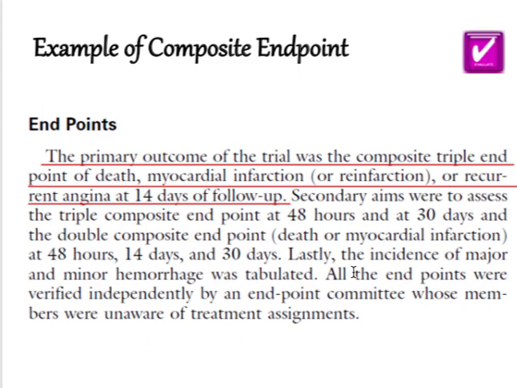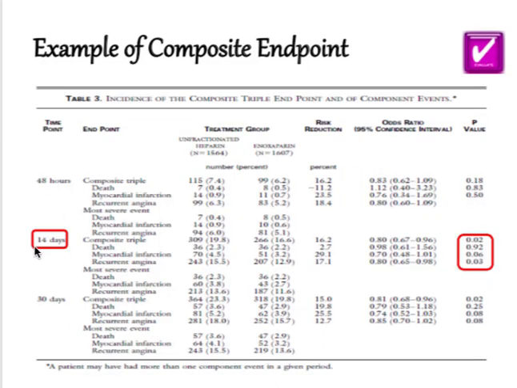There were other secondary outcomes, but we are focusing on the primary outcome, after 14 days of follow-up. After 14 days, the composite endpoint gives a p-value of 0.02, which means there is a significant difference between the unfractionated heparin and the enoxaparin in the composite triple endpoint of death, MI, and recurrent angina. But they need to report the single endpoints as well. So what if we check every single endpoint?